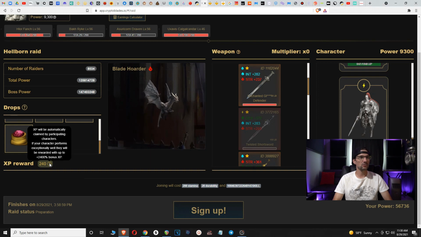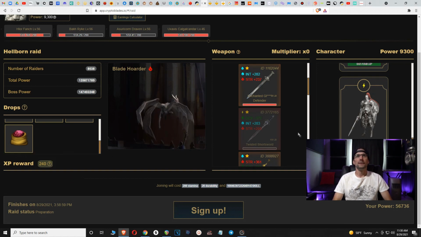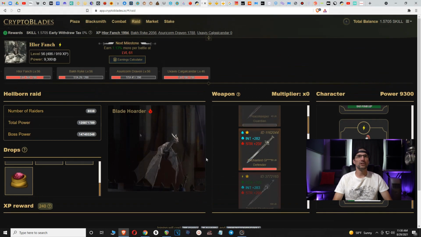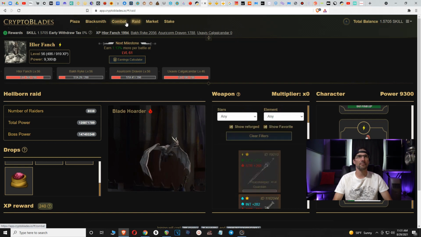And if we look here, I noticed this just moments ago. If your character performs exceptionally well, they will be rewarded with up to plus 24% bonus XP. So that's awesome. That's just awesome. I'm assuming that's at 6,000. So cool. I think this is a really cool addition to the game. It adds a lot. It's a whole different gameplay than the combat. You've got to think a little more if you want to be able to do some combat, and it also provides different rewards and is very cool.